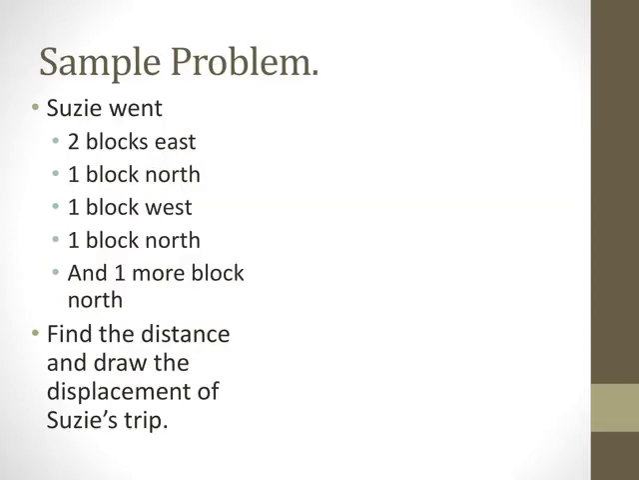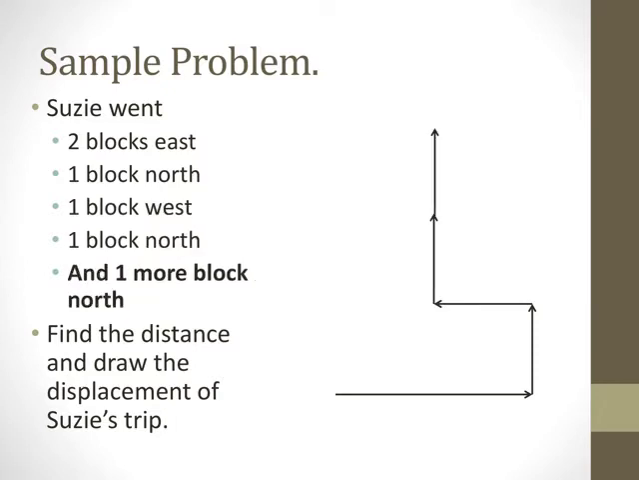Let's try a problem, because you already know the rules for adding scalars and vectors. So here's a trip. Susie's going to go 2 blocks east. What direction should the arrow be pointing? You're saying to the right. Then she's going to go 1 block north, which is going to go up. This is drawn relatively to scale. 1 block west, point to the left, and 1 more block north. She wasn't ready yet to stop.